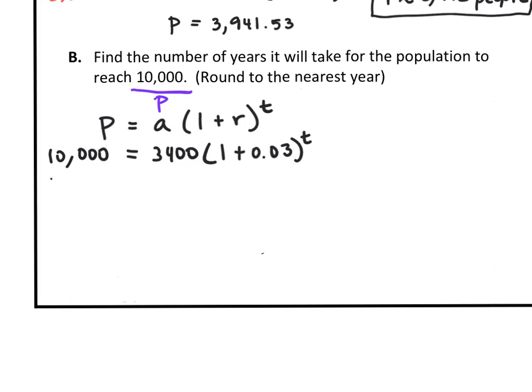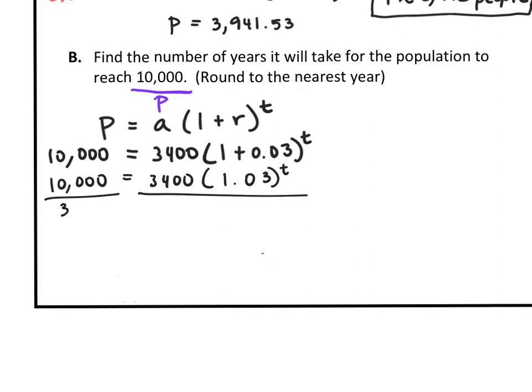So I'm going to copy 10,000, bring it down, copy the 3,400, and I'm going to rewrite this parentheses as 1.03 to the power of T. And then we're going to divide both sides by 3,400, so that 3,400 will cancel on the right.